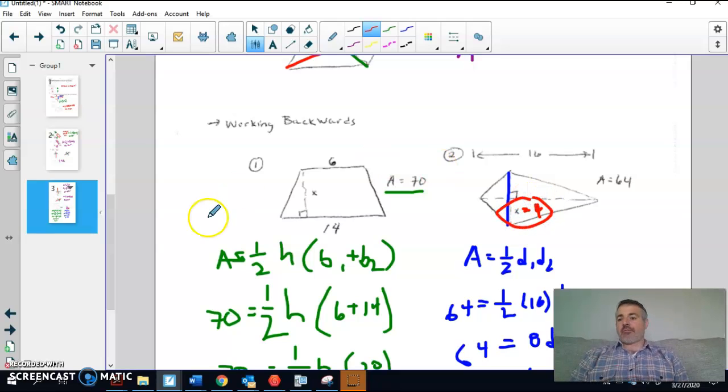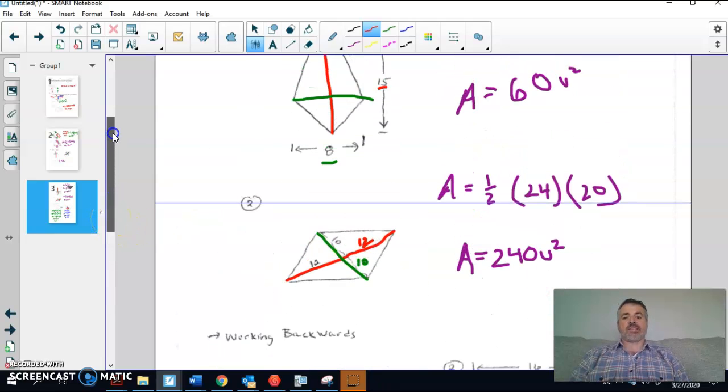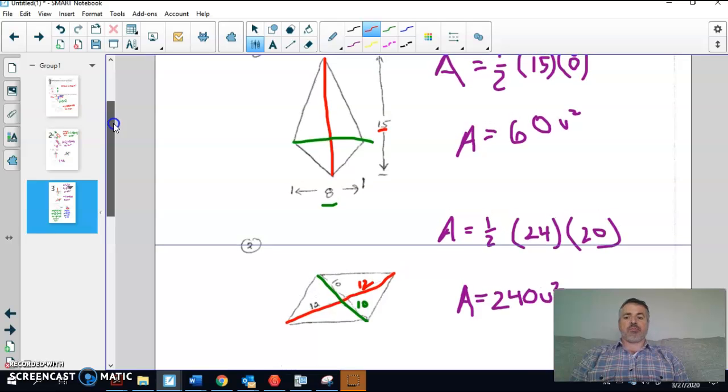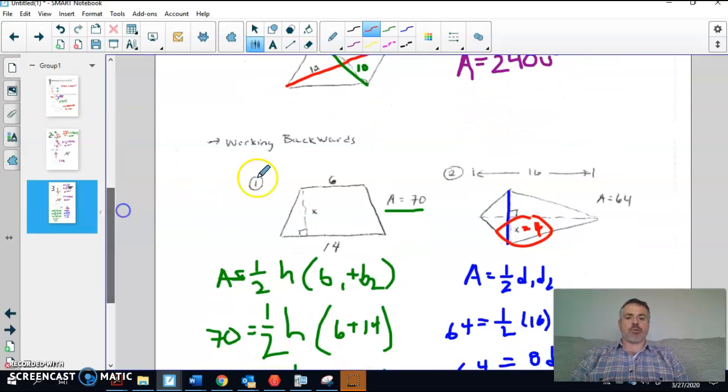All right, so your homework problems are going to have problems like that. Again, you're going to be using 1/2 d1 times d2. It works both on kites and on rhombi, like the two example problems here. And then you might have some working backward problems at the end. Again, you'll know the area and you'll have to find the missing dimension. So look for that, submit that to me, and as usual, email me with any questions.